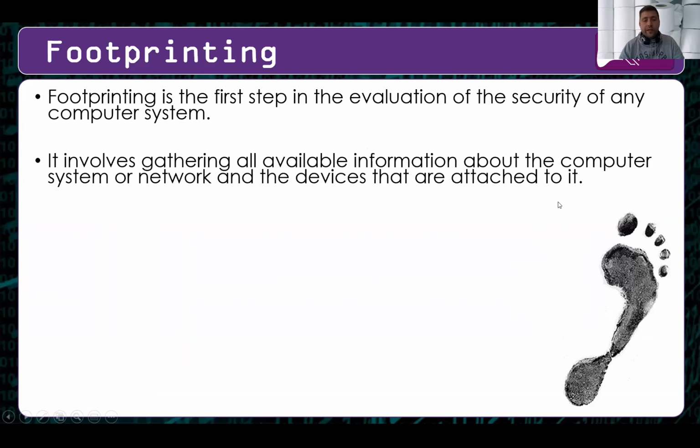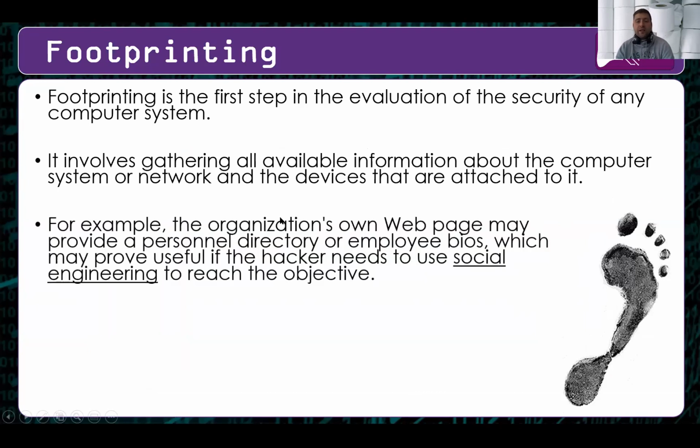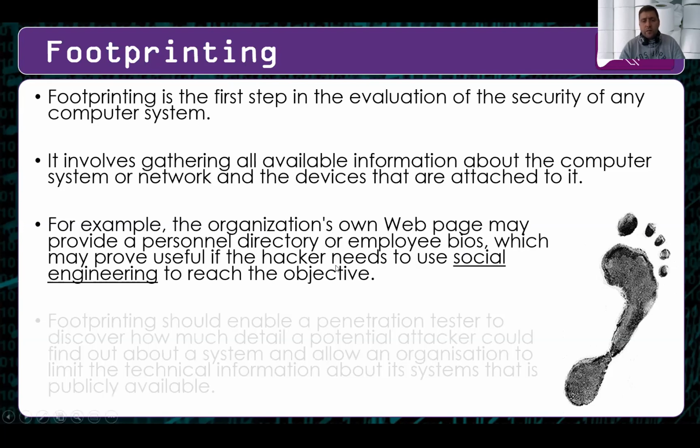And what it involves is gathering all the available information about the computer system or the network and the devices that are attached to it. So information that's publicly available. For example, the organization's own webpage might give a list of employees, maybe with their bios, which then could be used by a hacker for social engineering. So they could phone up and say, hi, it's so-and-so from the IT department, and they already know that person's name because the information is publicly available, so it can be used that way.